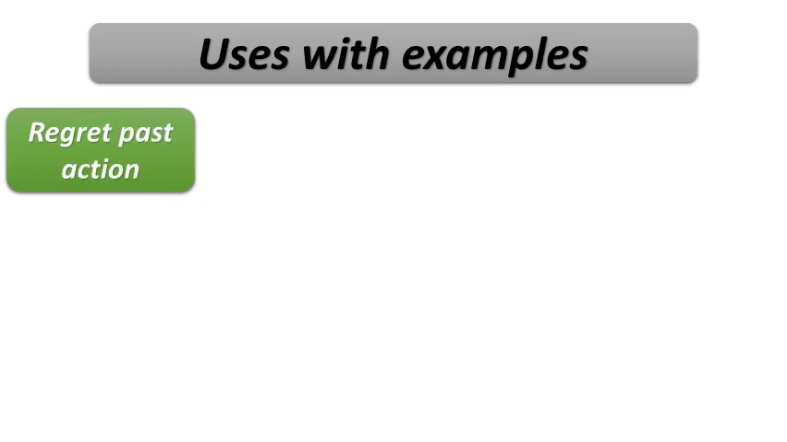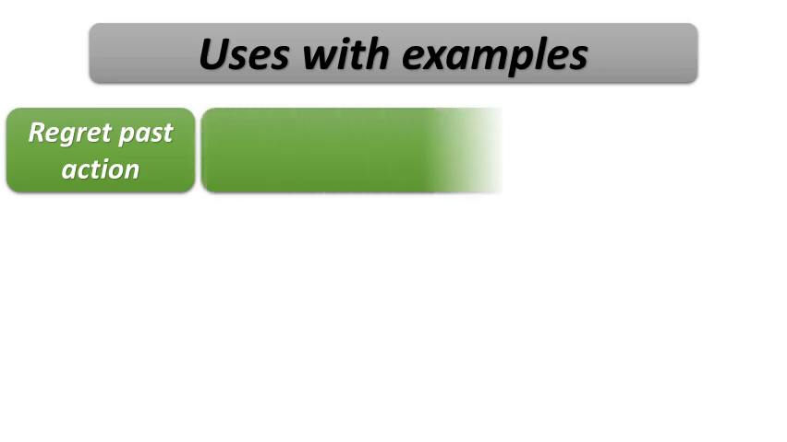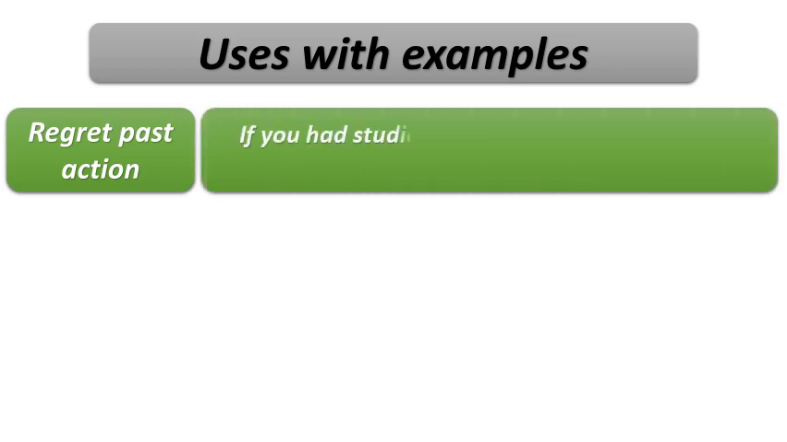Let's see the uses of type 3 conditional sentences with examples. Number 1. It is used to express regret about a past action. Regret means a feeling of sadness about something that one has done or failed to do. To clarify it, let's see the example. If you had studied, you would have passed the exam.